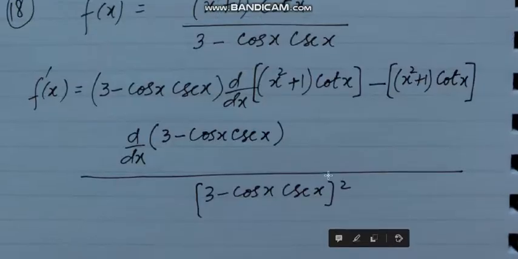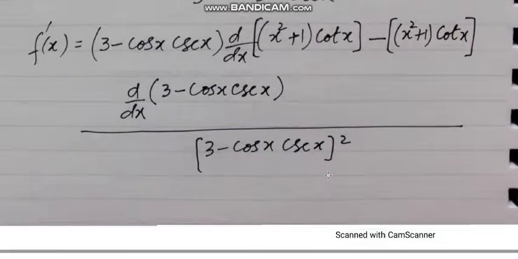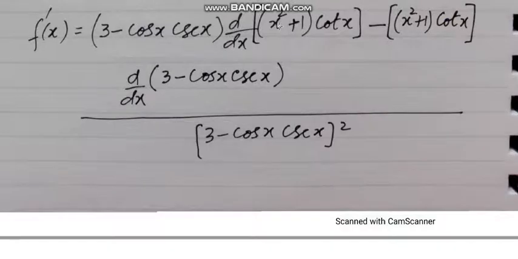Now the derivative of (x² + 1) cot x. This is a product of terms, so we have to apply the product rule for this. This will be u and this will be v. Whenever we find the derivative of this, we apply the product rule.